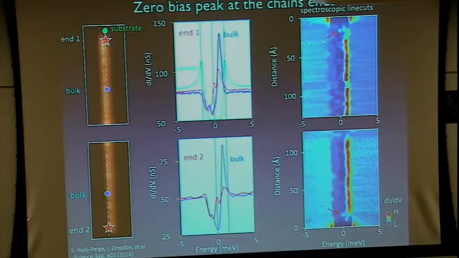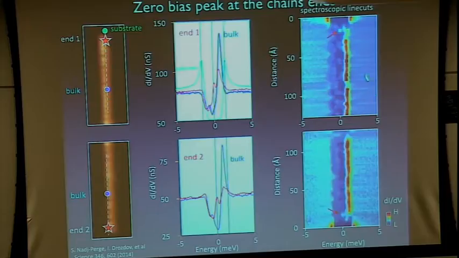This is distance this way, energy this way, and the colors represent the height of the signal. So this peak corresponds to this red line here. And this dot you see here is our zero bias peak at this end of the chain, and at the other end of the chain.